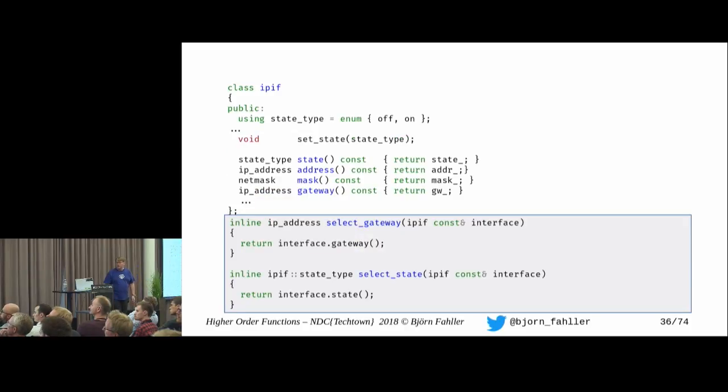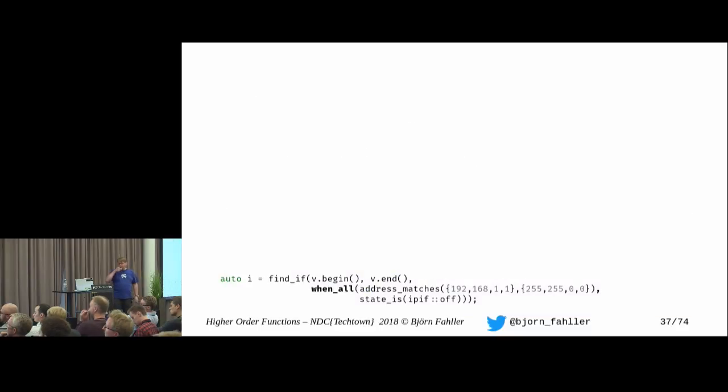And then let's go on. We can write, of course, select gateway and select state and select mask and what have you. These are simple things. So maybe I want to compare more than one criteria. I want to find an IP address, an IP interface which has an address in the 192.168 subnetwork that is off. So how do I write a when all to compare all these higher order functions, their results? How can I write this?